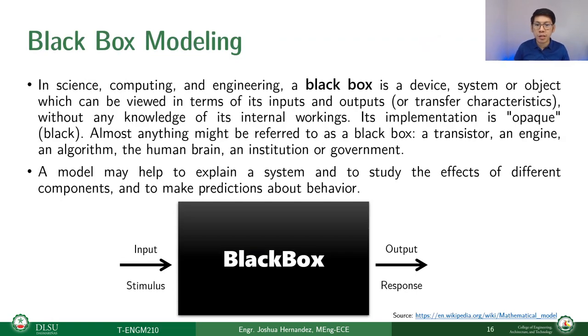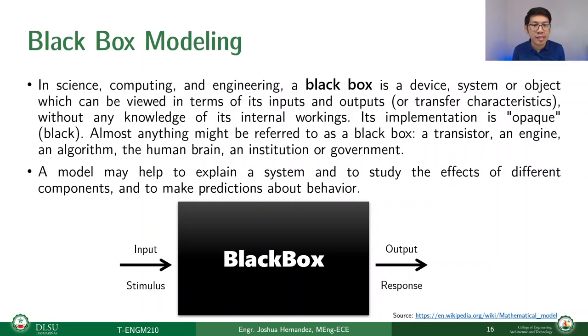Now, as mentioned earlier, it would be perfectly fine, no, to be content with low-resolution models. We are actually, in that process, compartmentalizing the problem by only taking into consideration a particular area within an interested region. We call this black box modeling. In science, computing, and engineering, a black box is a device, system, or object which can be viewed in terms of its inputs and outputs or transfer characteristics without any knowledge of its internal workings. Its implementation is opaque, meaning black, no? Almost anything might be referred to as a black box. For example, a transistor, an engine, an algorithm, the human brain, or an institution or a government.